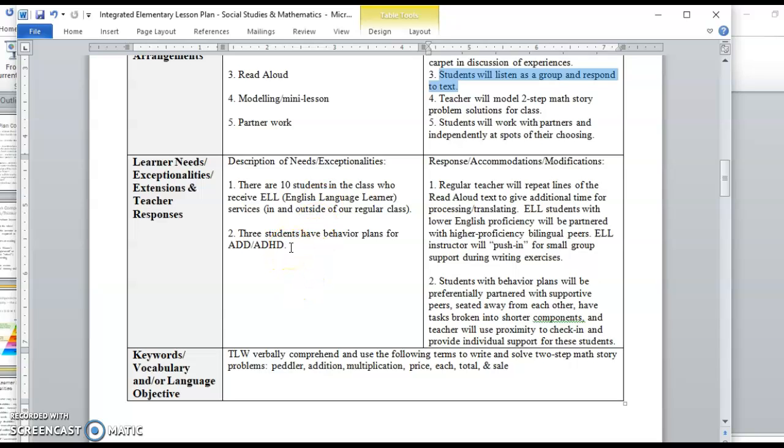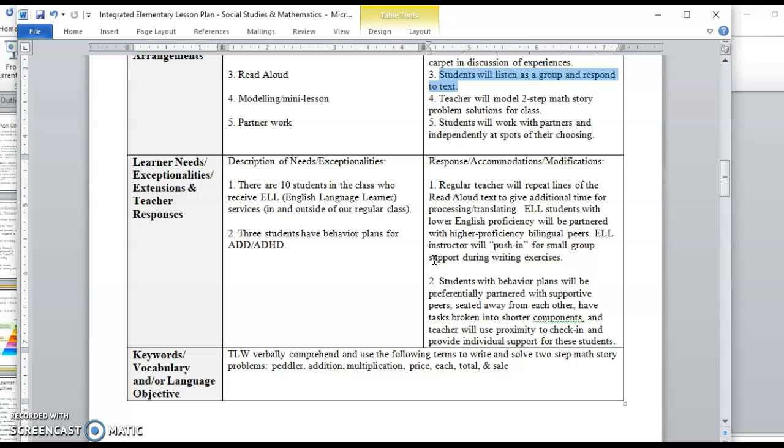You should come up with at least 2 exceptionalities or particular needs of students within your class, and how you respond to them. The presentation for this week addresses a lot of different ways that you can accommodate or modify things for students. You want to go beyond the base level of just saying, I'm going to partner them with somebody who's going to help them out.